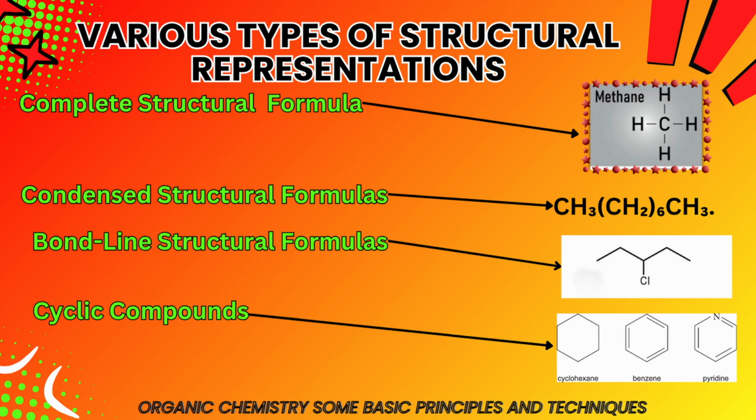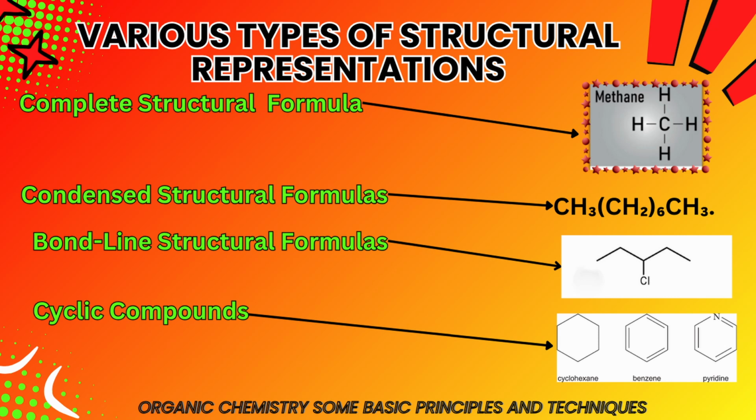Each dash represents a bond, one dash for a single bond, two for a double bond, and three for a triple bond. Lone pairs of heteroatoms like oxygen and nitrogen may also be shown in some cases. To simplify things, we use the condensed structural formula. This helps avoid unnecessary details while maintaining clarity.